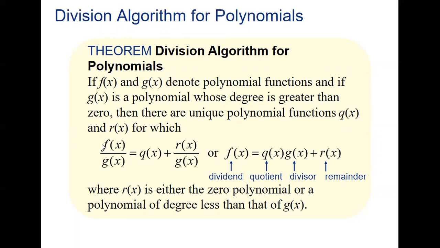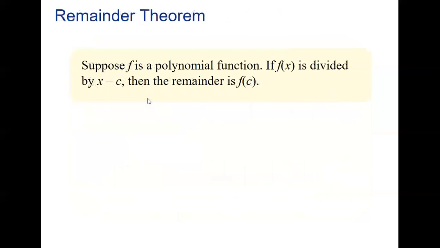You have your dividend, your divisor, your quotient, and your result with a remainder. So you write it just as if you were dividing a whole number, right? If you remember for dividing a whole number, you divide, multiply, subtract, bring down. Does that sound familiar? Divide, multiply, subtract, bring down. It's the same thing for polynomials.